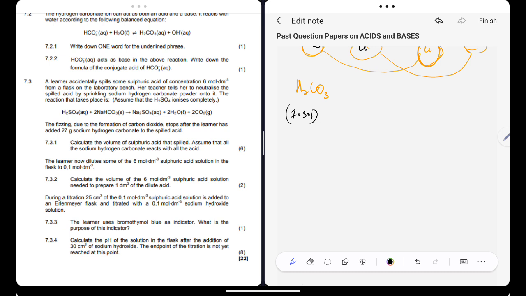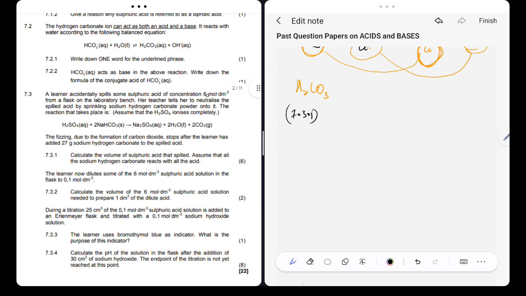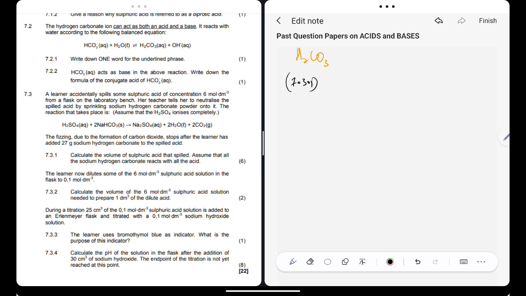For us to be able to determine the volume of our acid, guys, we must be able to know at least the number of moles of the acid which is completely neutralized by the base. We do have the concentration of the acid. It was given to us as 6 moles per cubic decimeter. If we can find the number of moles of the acid, we can simply find the volume. Okay, but what do we have?